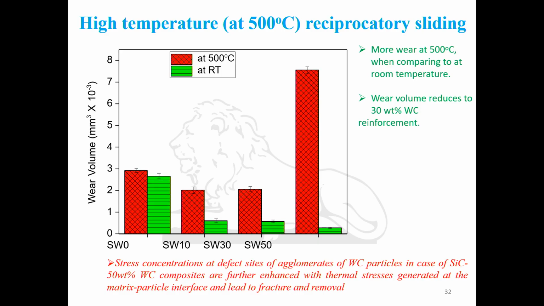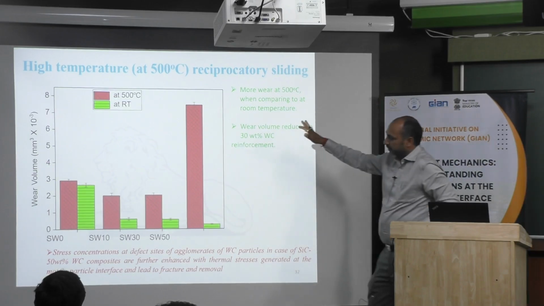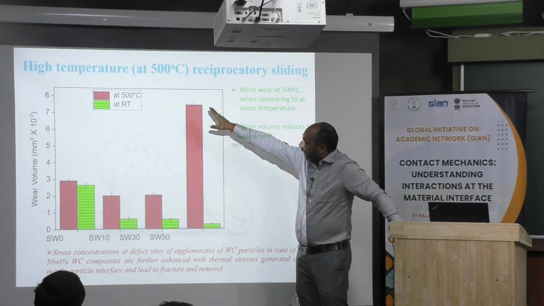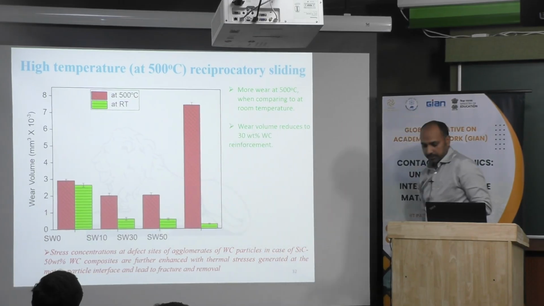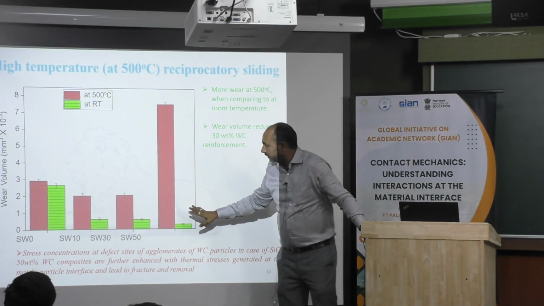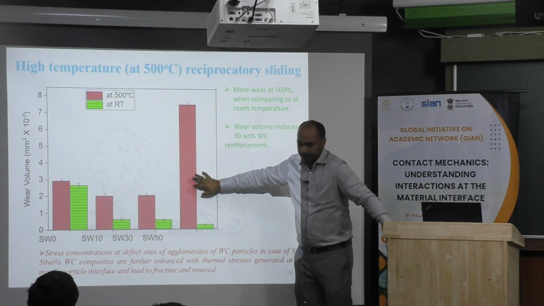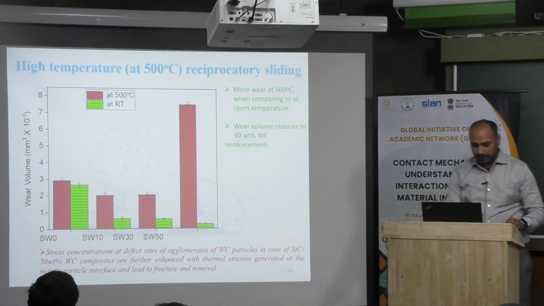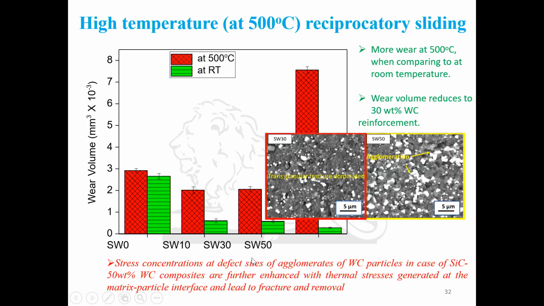Now, if it is actually an effect of humidity, we perform the same test at 500 degrees Celsius. So what we found here is, you see, at 500 wear is always higher, and very drastically, in case of SW50, it is very high. The reason could be this fracture surface I have shown you.